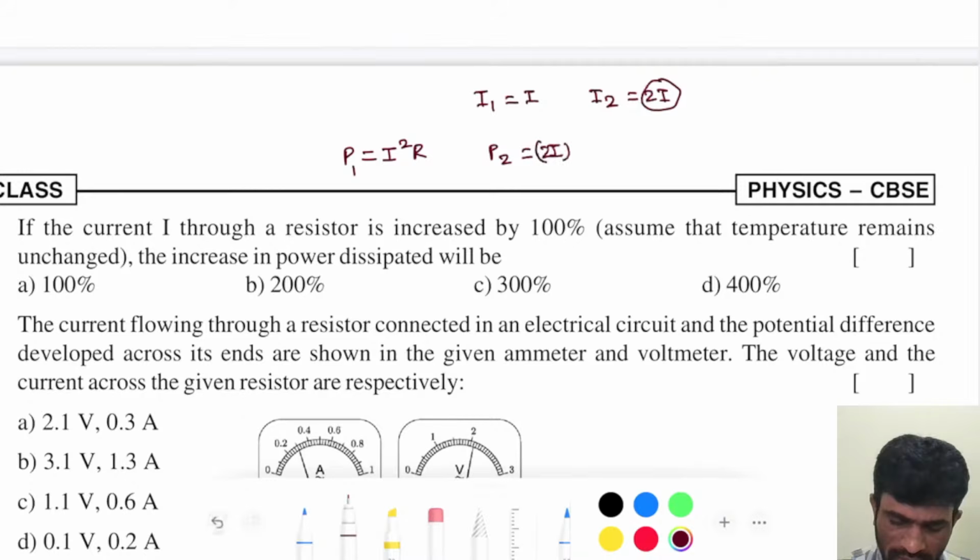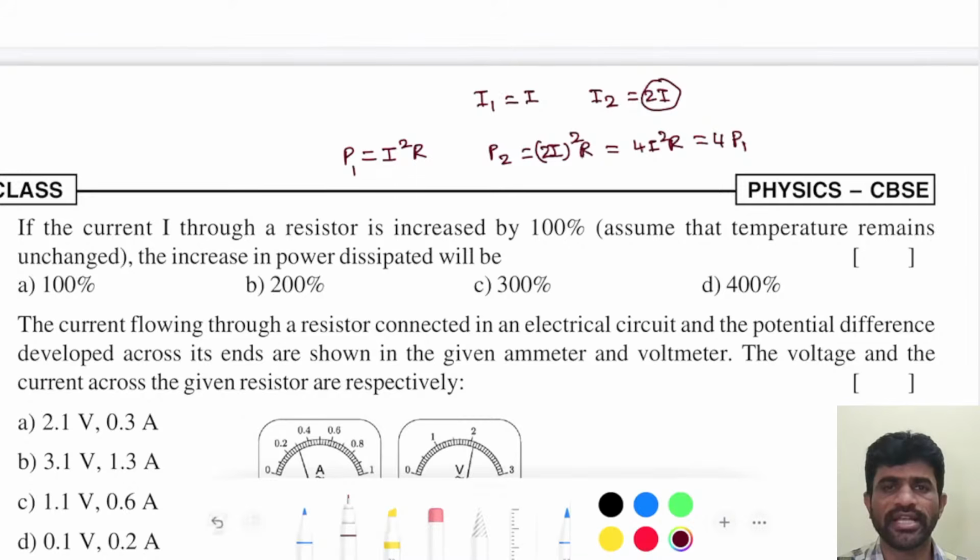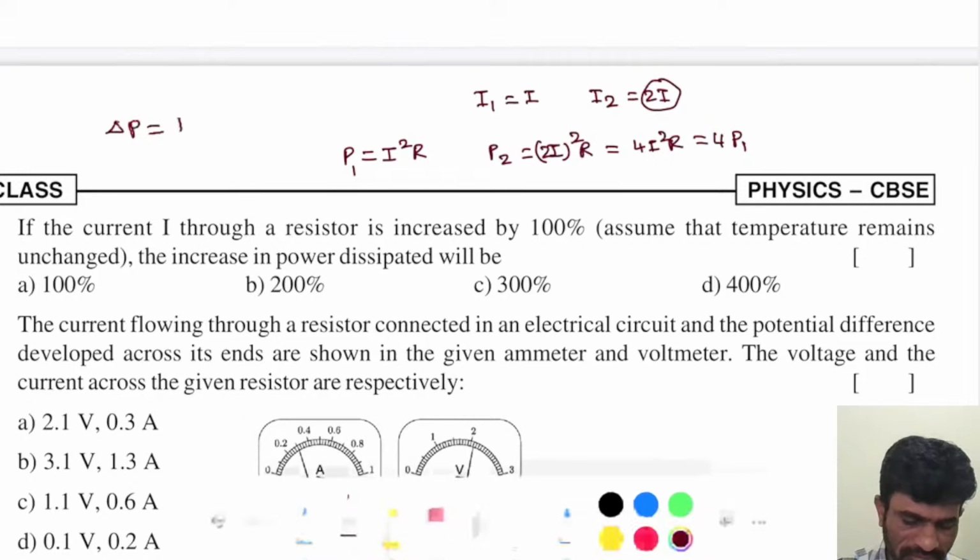2I whole square into R, which is 4I square R, which is 4 times P1. P2 is 4 times P1. So power in the second case is increased by 4 times. Now how much increase? Change in the power, delta P, is P2 minus P1, which is 4 times power minus 1 time power, which is 3 times power. So it is increased 3 times.